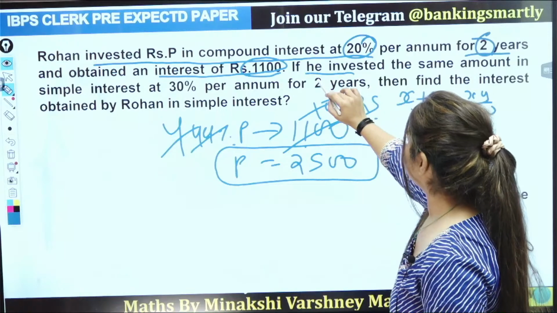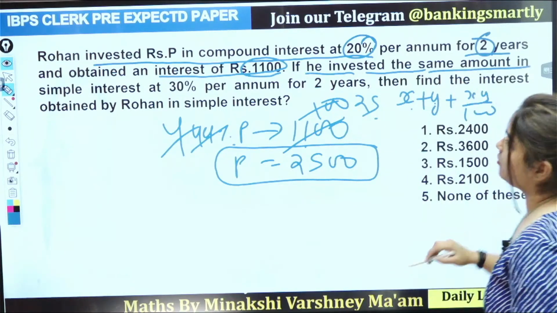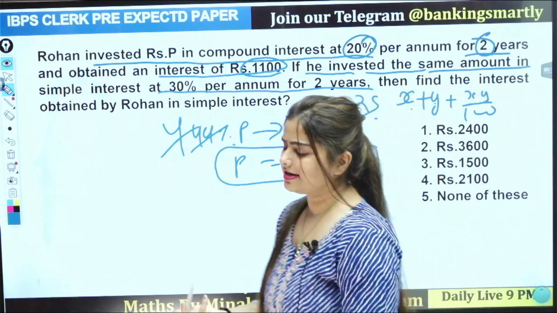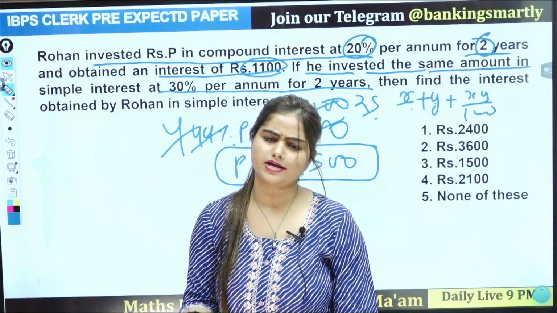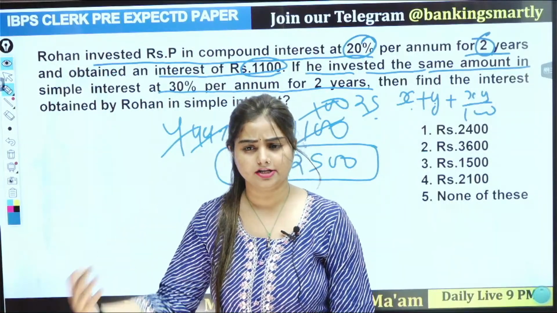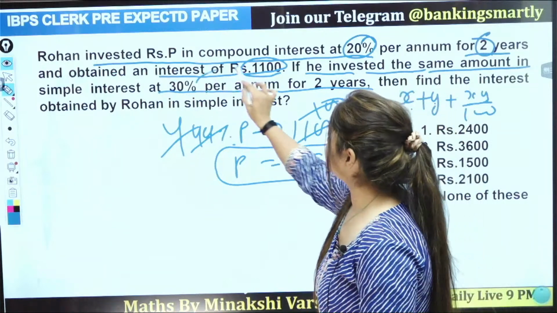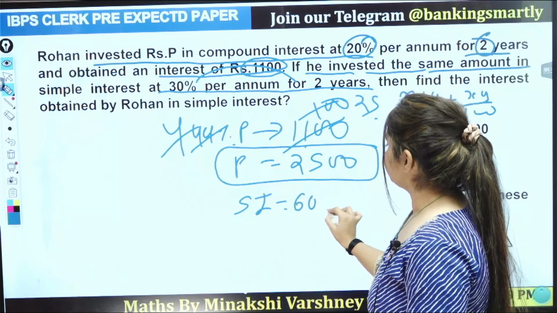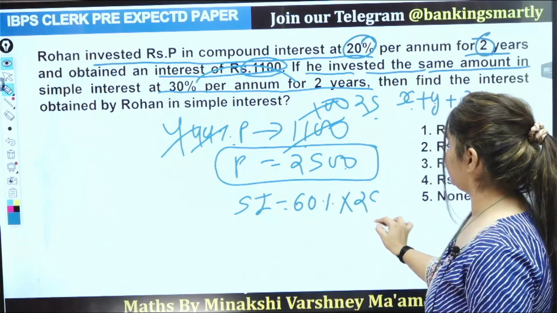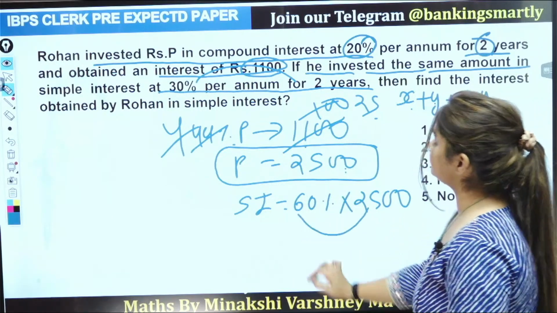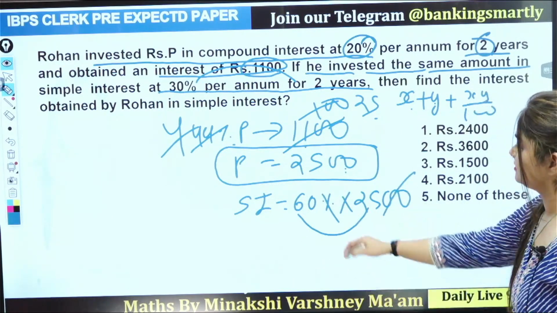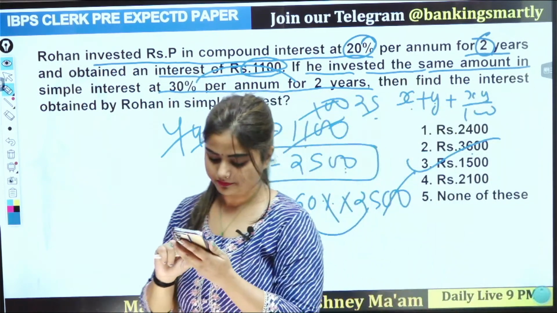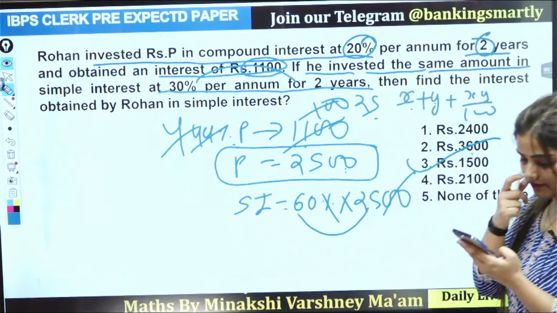If he invested the same amount in simple interest at 30% per annum for 2 years. For simple interest, if the rate for 1 year is 30%, for 2 years it is 30 into 2, for 3 years 30 into 3. This is a very easy part. So 30 twos are 60%. You have to find 60% of the principal, because they are investing the same principal. 25 sixes are 150, 20% cancels 0, that means 1500. Option number 3 is correct. Got it? Any doubt, anyone?